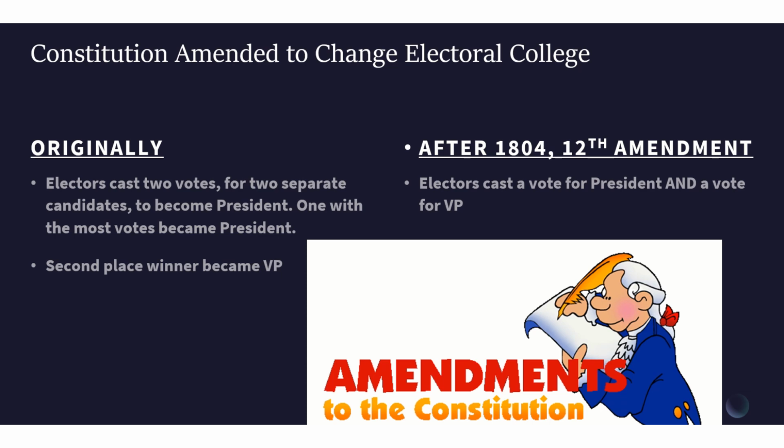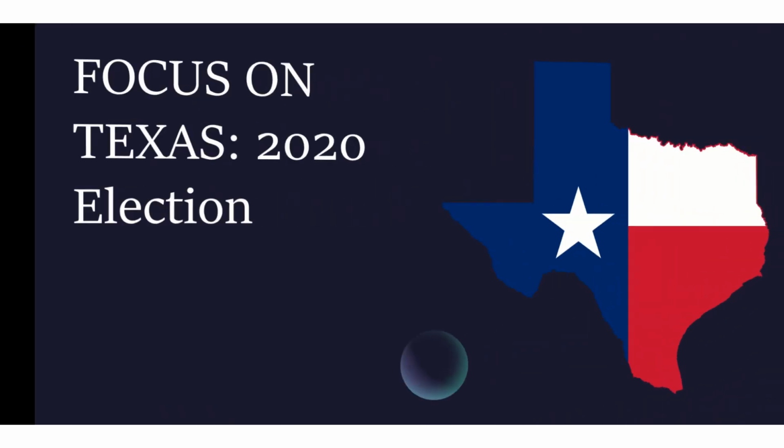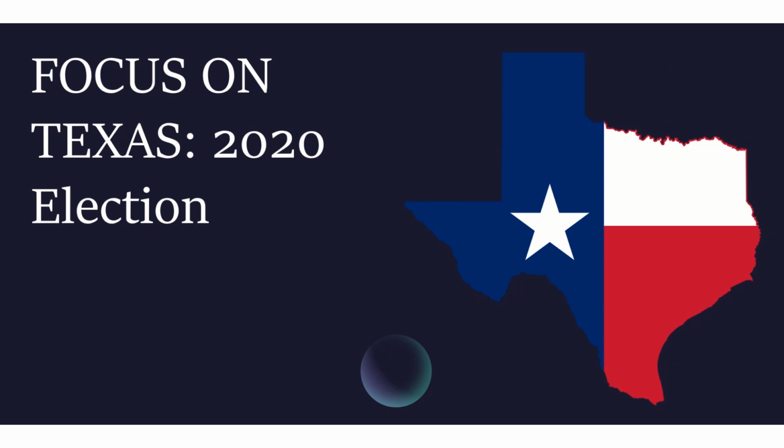So the Electoral College is a group of people. It's made up of people that are referred to as electors. And we saw how we get 538, right? So the 435 plus 100 plus the 3, that's 538. Okay. Now, let's take a closer look at Texas in the 2020 election. And now we're going to zero in on our own state, the state of Texas in 2020.